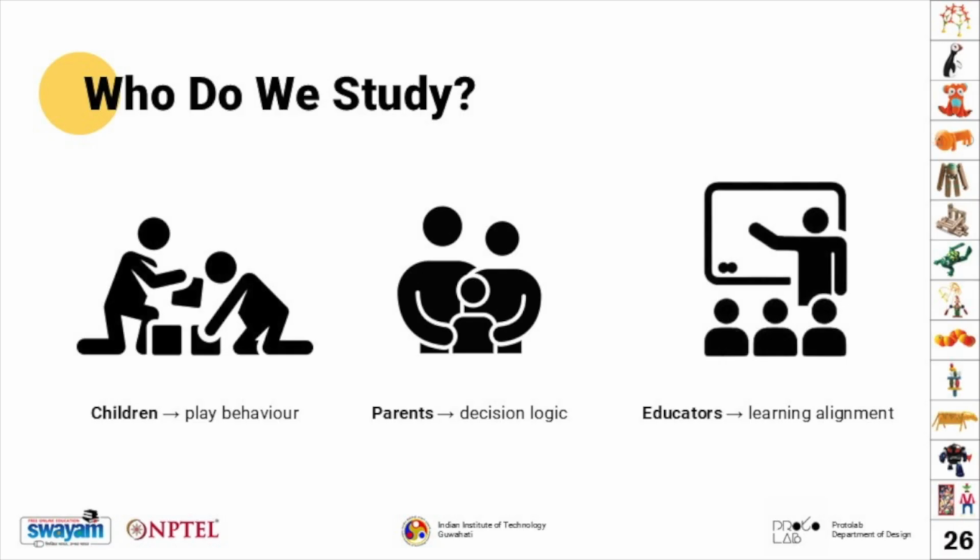In toy design, we rarely study only one type of user. Different users reveal different kinds of insights. Children show us how play actually unfolds. They reveal attention spans, preferences, and moments of delight or frustration. Their behavior helps us understand whether a toy invites or blocks play.